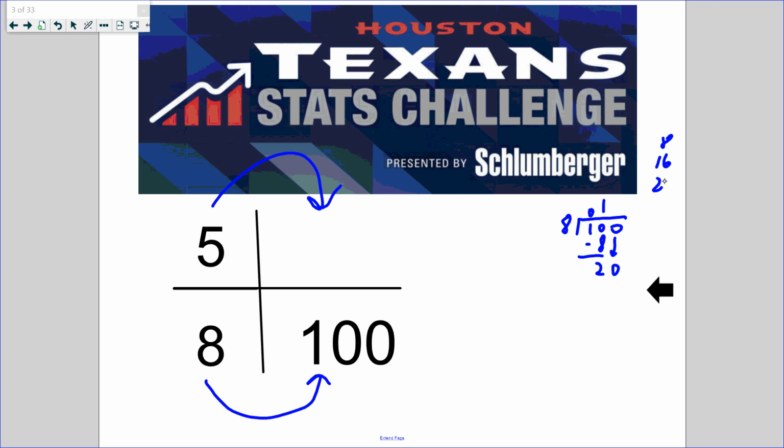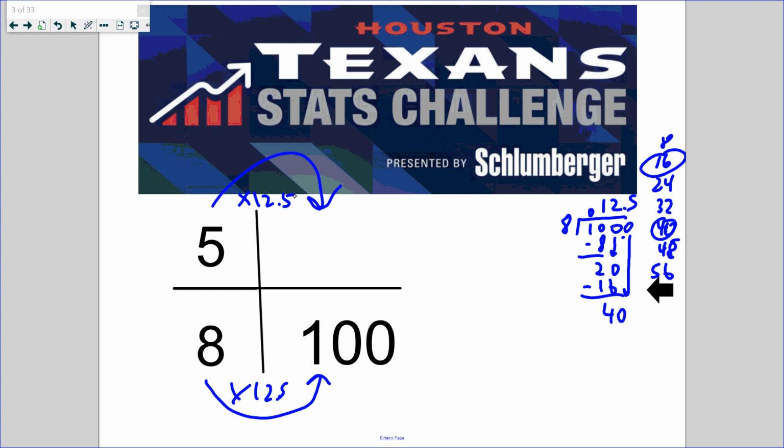I'm going to write out the pattern for 8 right here: 8, 16, 24, 32, 40, 48, and 56. 8 goes into 20 two times, which is 16. That's 4, bring down the 0, and it goes in 5 times. So it's times 12.5. The scale factor is times 12.5.